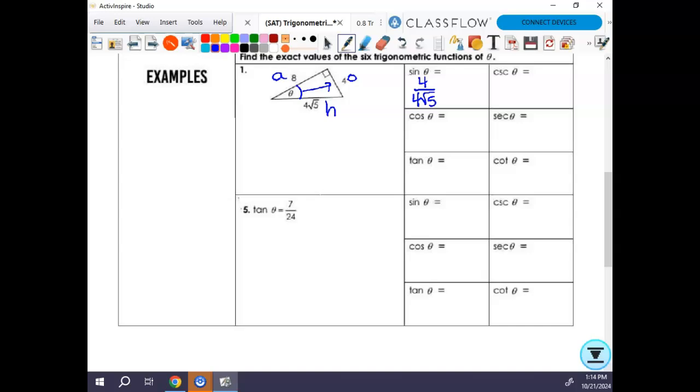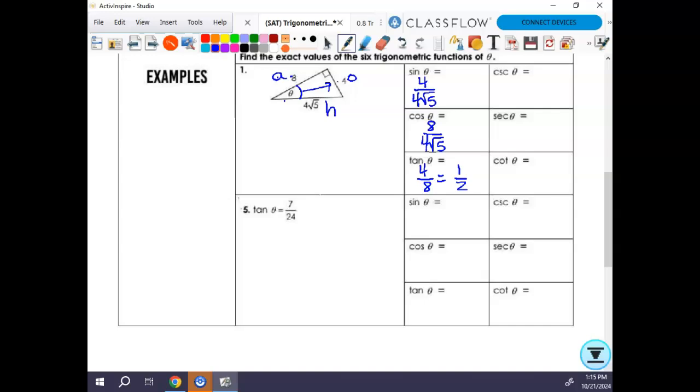All right, then cosine is adjacent over hypotenuse, so that is 8 over 4 square root of 5. And we're just not going to worry about the reducing because that's a whole different thing that we can not worry about right this second. Tangent is opposite over adjacent, so that's 4/8, which we could reduce without freaking out. That gives us 1/2. Okay.